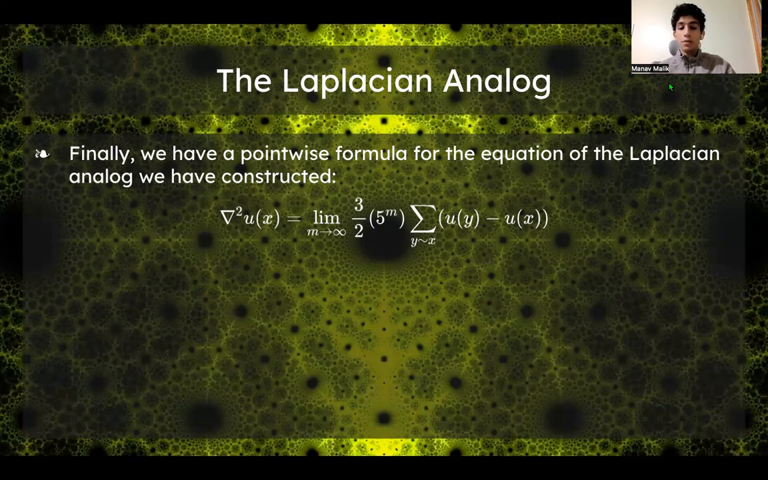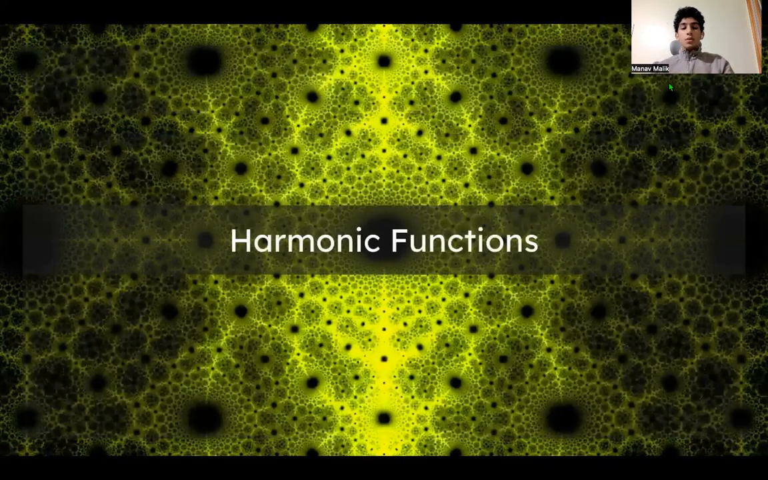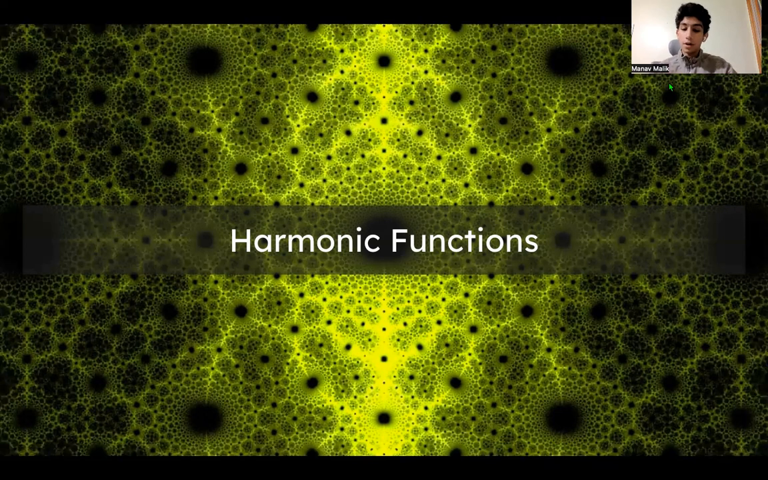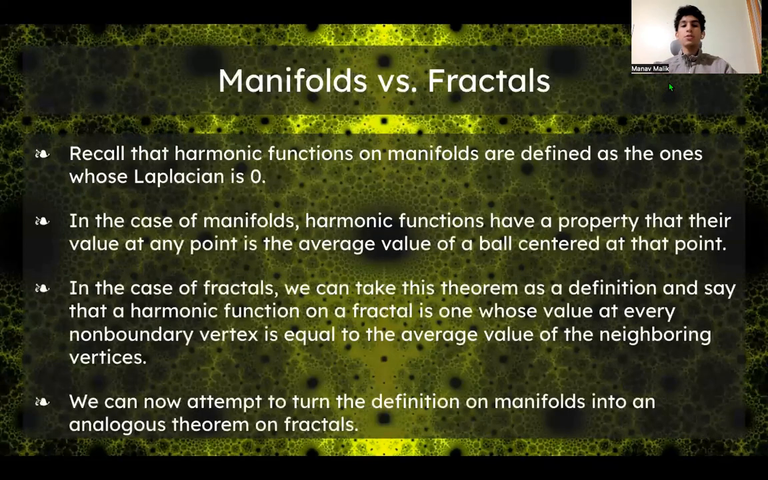What does remain the same, though, is that sum there. The only thing that changes from fractal to fractal is the constants that you multiply the sum with within the limit. Okay, so now let's think about one of the primary properties of the Laplacian analog we've just constructed, and that is harmonic functions. So let's start by thinking about harmonic functions in manifolds versus in fractals. You can recall that a harmonic function on a manifold is defined as one whose Laplacian is 0.